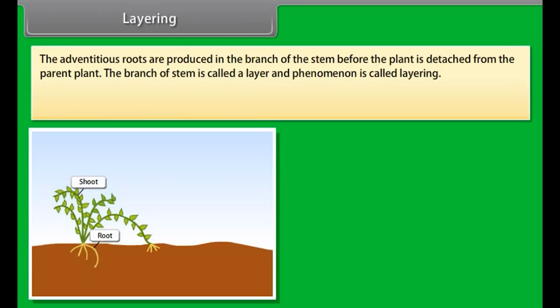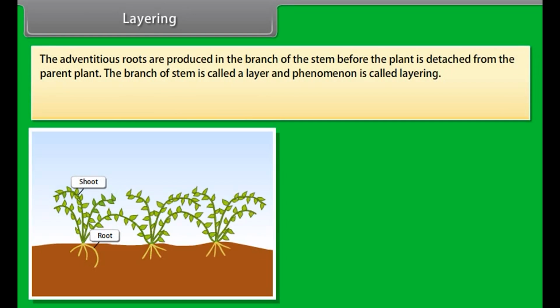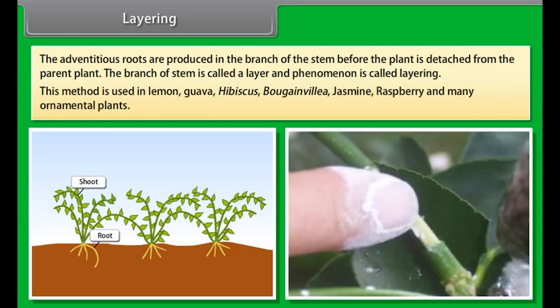Layering. The adventitious roots are produced in the branch of the stem before the plant is detached from the parent plant. The branch of stem is called a layer and the phenomenon is called layering. This method is used in lemon, guava, hibiscus, bougainvillea, jasmine, raspberry, and many ornamental plants.